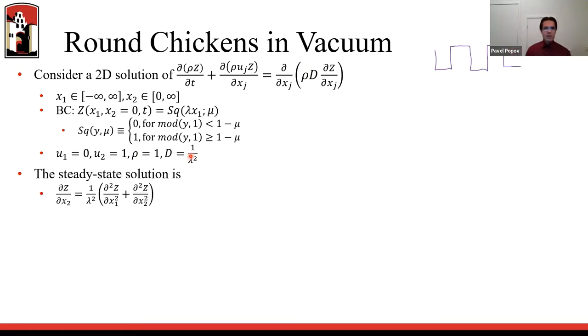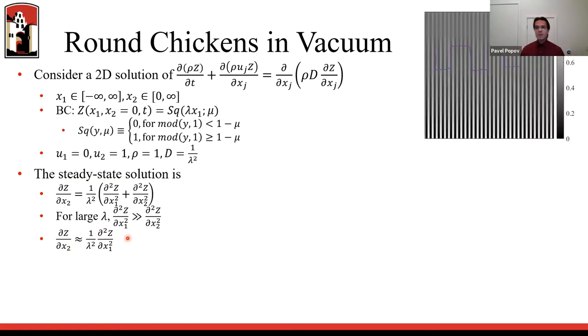Okay, then this equation will have a steady state solution, which would look like this. dz by dx2 equals 1 over lambda squared times d squared z over dx1 squared plus d squared z over dx2 squared. And for very large lambda, we will have that the separation between the square pulses in the x1 direction is going to be very small. So therefore, the second derivative in x1 is going to dominate over the second derivative in x2. So then we can say that the solution to this equation is also approximately equal to dz by dx2 is equal to 1 over lambda squared d squared z over dx1 squared. Okay, so let me just erase the cartoon.